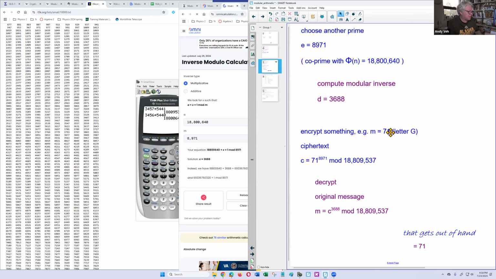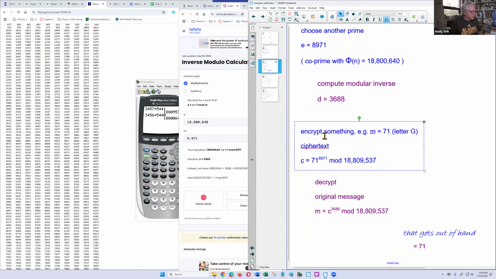Encrypt something. For example, the number 71, which in the ASCII code is letter G, capital G. So you have a message that you want to get across, maybe a bank account number or something, and you have all these letters that you need to encrypt. One of them may be a capital G. And so you choose the ASCII code, for example, 71, and then you encrypt it. And here's what you do.